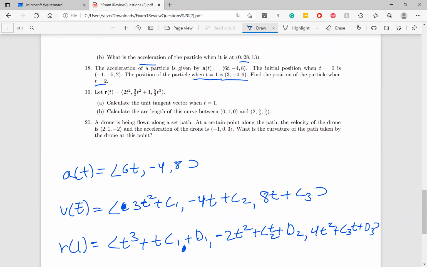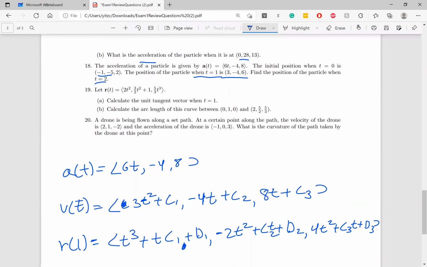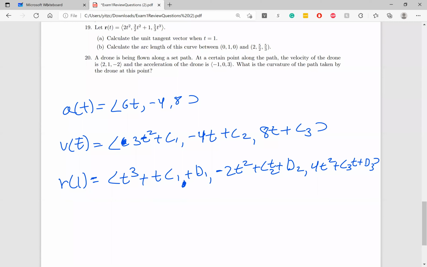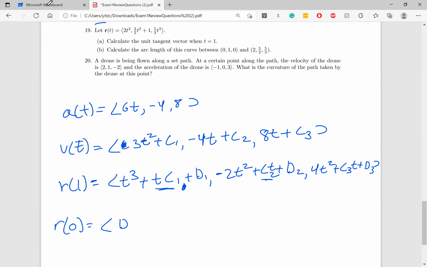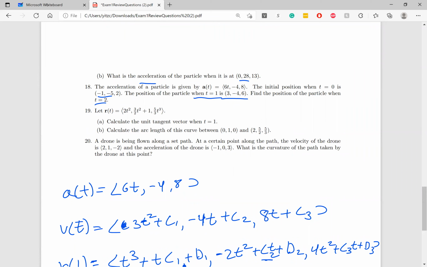Okay, so one of these is given, the position when t is equal to 1 is given here. And you can use that. Notice that when you put in t of r of 0, the t in front of the c1 cancels the c1, the c2, and the c3. So for the first coordinate, we're going to get d1. For the second coordinate, we're going to get d2. And for the third coordinate, we are going to get d3. And that is equal to -1, -5, and 2. So that tells you what your d's are.